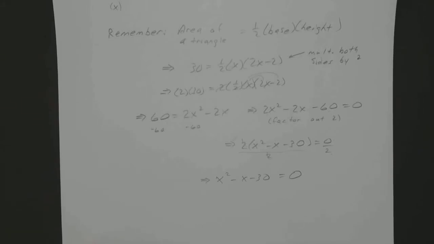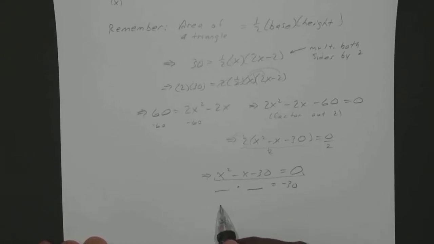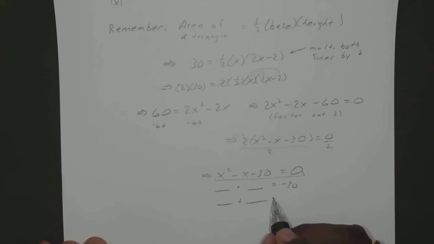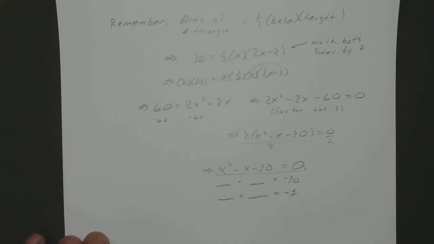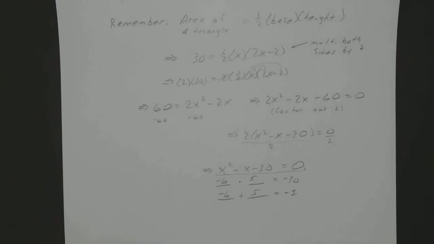All right. So now we just solve for our x. So two numbers multiply to equal our c, which is negative 30. And those same two numbers add to equal our b, which is negative 1. Okay, so we can't use 10 and 3, so 5 and 6 would work. So we're looking at negative 6, positive 5. That should work. So negative 6 times positive 5 is negative 30. Negative 6 plus positive 5 is negative 1. So that worked.